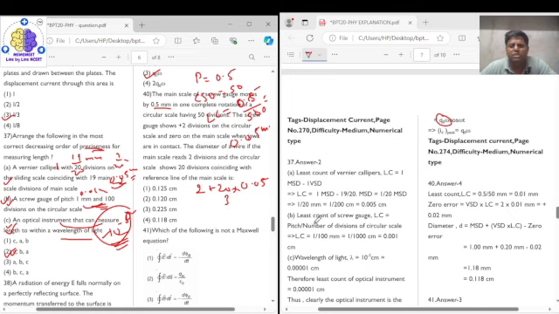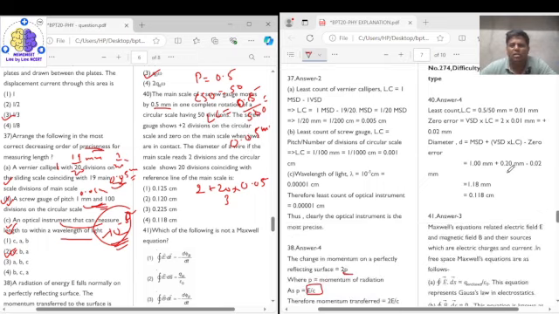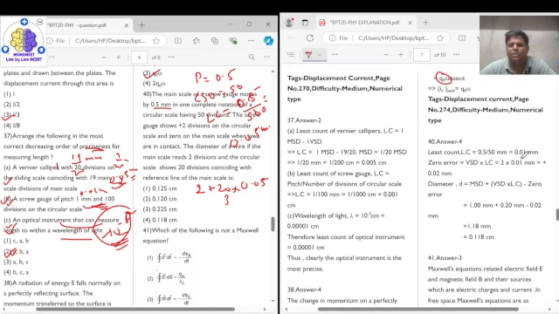And we have the error over here. The error is, what they say, +2 divisions. The screw gauge shows +2 divisions. So the zero error for question number 40: we have the zero error as 2 into 0.1. Achha, it will not be 0.5, it will be 0.1 millimeter.